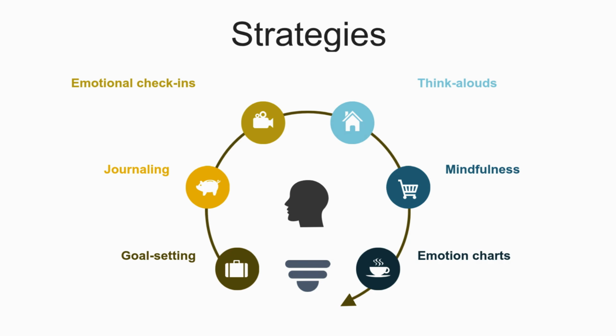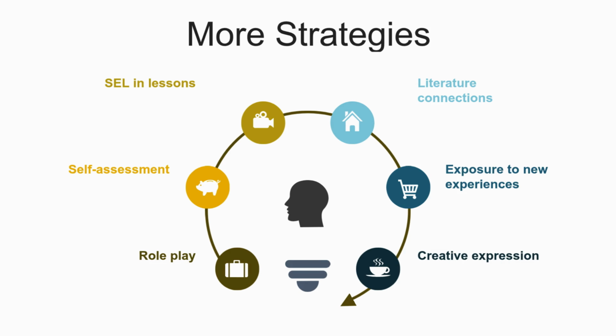So what are some strategies I can use in the classroom? I can use emotional check-ins, journaling, goal setting, think alouds. We just talked about that. Mindfulness, emotion charts. These are just some of the strategies you can utilize to help explicitly teach self-awareness in the classroom. Now we're going to get to later on some of the strategies specific for the grade bands. Again, interchangeable. But these are just some that you can peruse and start with.